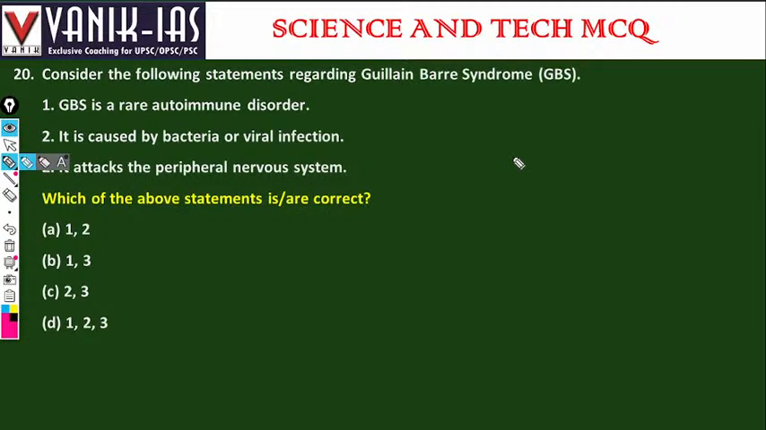What are the following statements regarding Guillain-Barré syndrome (GBS)? GBS is a rare autoimmune disorder. It is caused by bacteria or viral infection. It attacks the peripheral nervous system. All the statements regarding GBS are right. It is a rare autoimmune disorder.